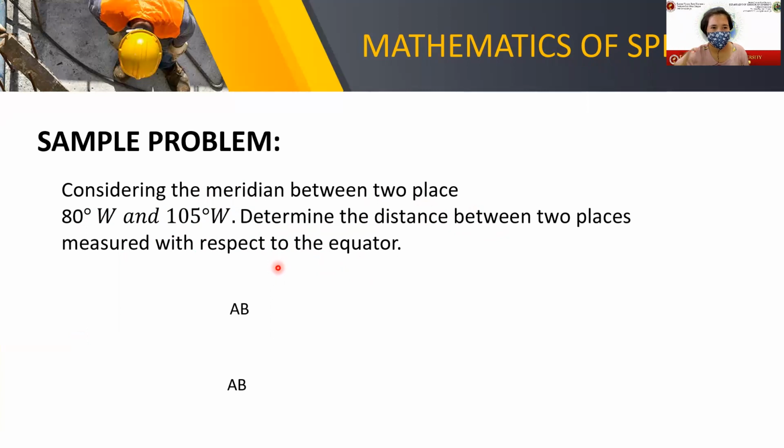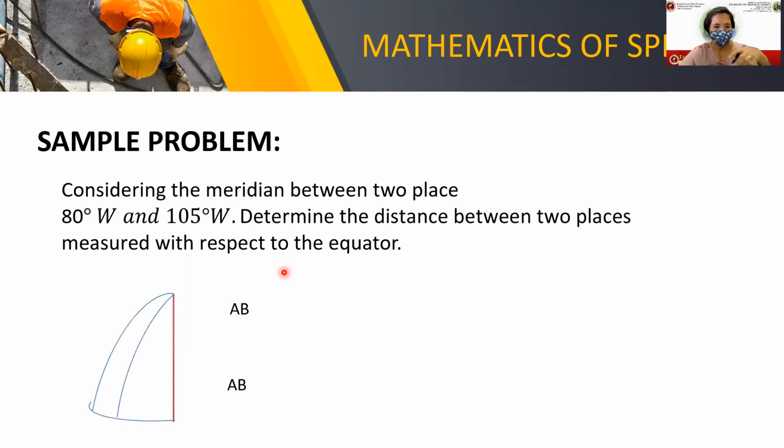So can you imagine the problem? We have two points in different meridians. One is located at 80 degrees west and the other is located at 105 degrees west. So the question is, determine the distance from the point on the 80 degrees west up to the 105 degrees west. Okay.